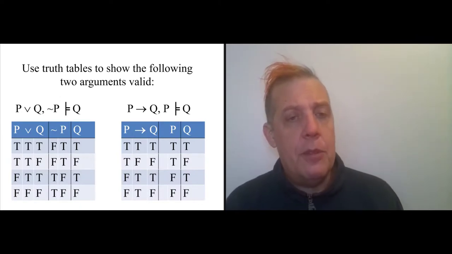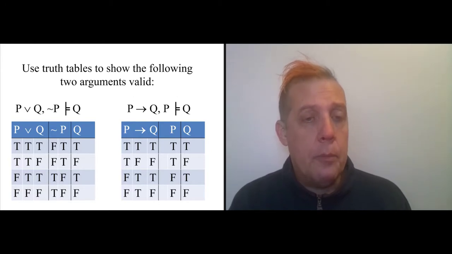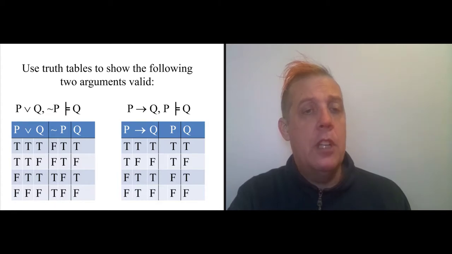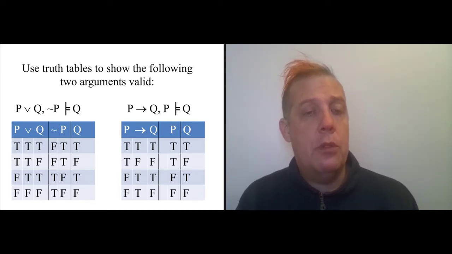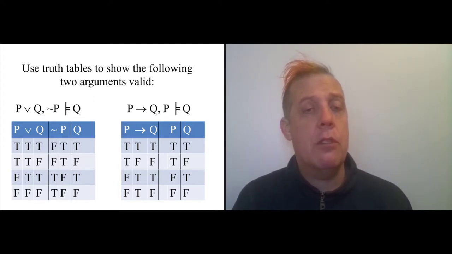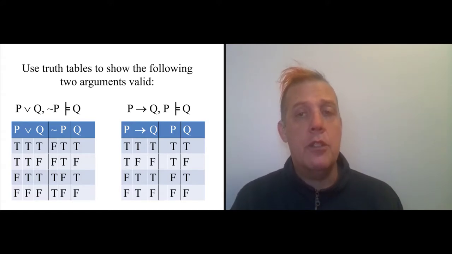So if you did the truth tables as a little exercise for yourself, you probably got this, right? For the argument on the left, the P or Q is only false at the very bottom. Not P is true on the bottom two lines. So there are no lines where both premises are true and the conclusion is false. And the same is true for the argument on the right. There are no lines there where both of the premises are true and the conclusion is false.